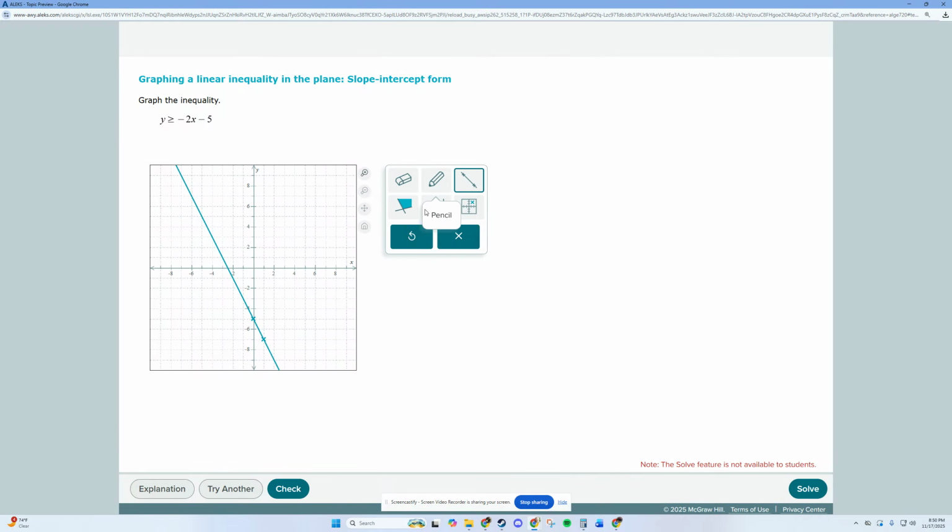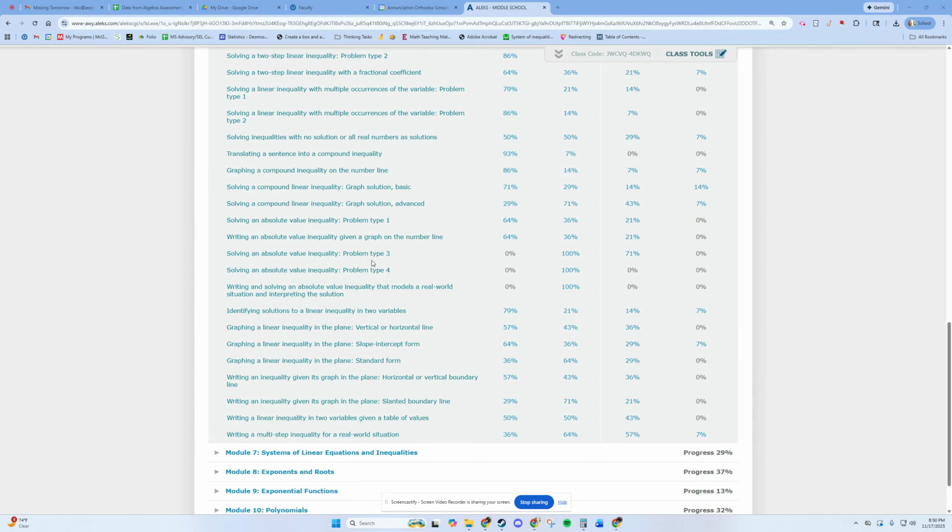Okay. Now, in this case, do I need to change it to a dashed line? No, because it can equal it. And I want to know the things that are above. So I plugged in this 0, 0 here. It should work. 0 is greater than -5. It is. Bangarang. Correct again.